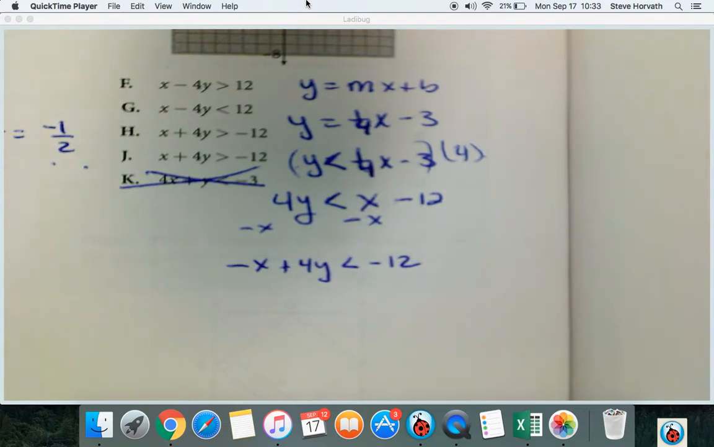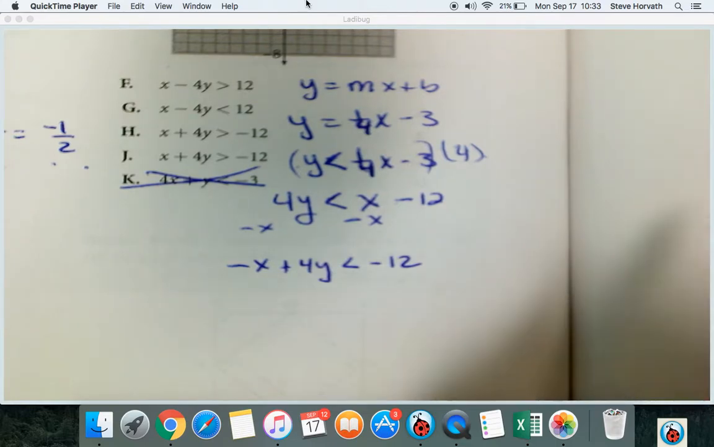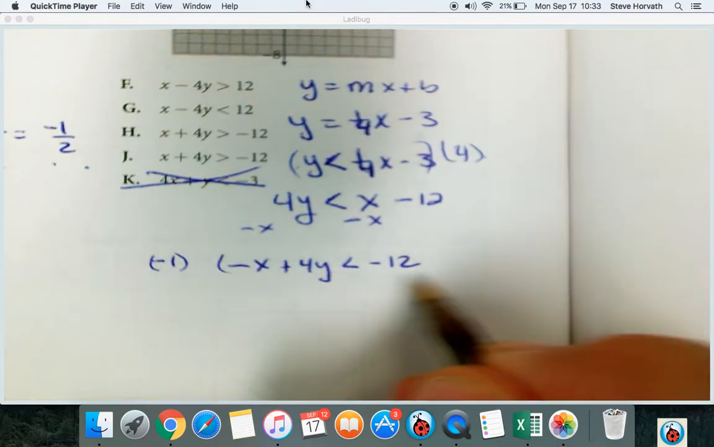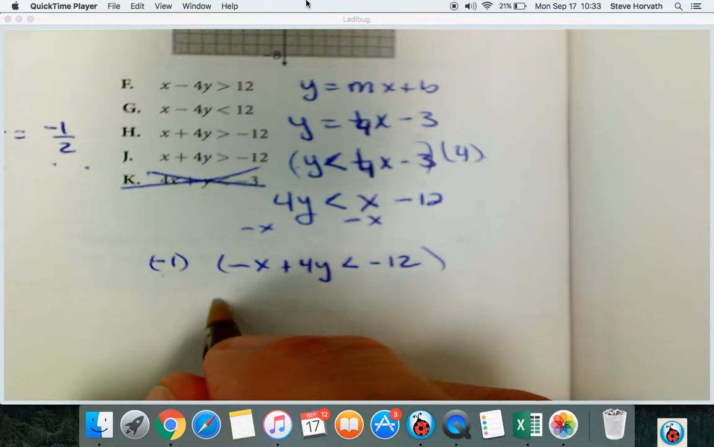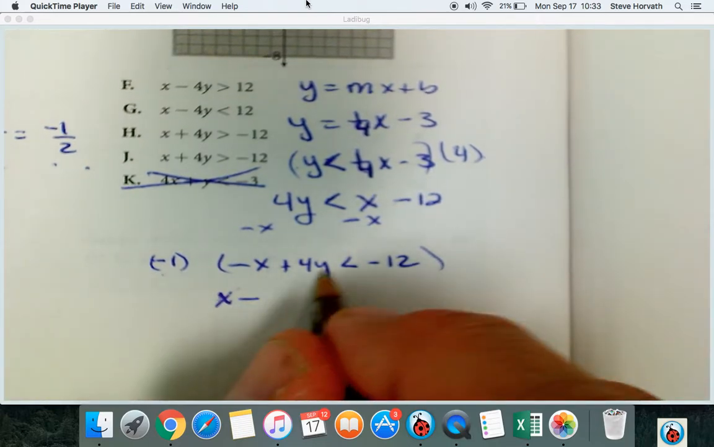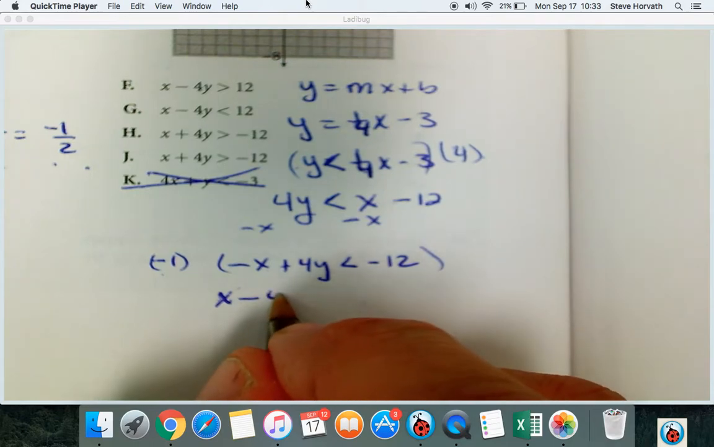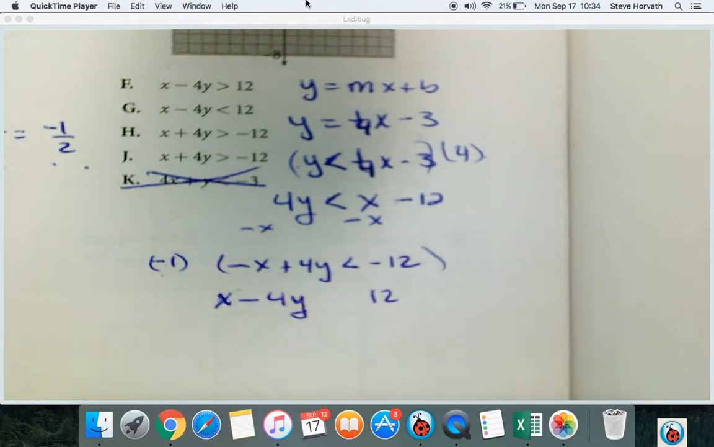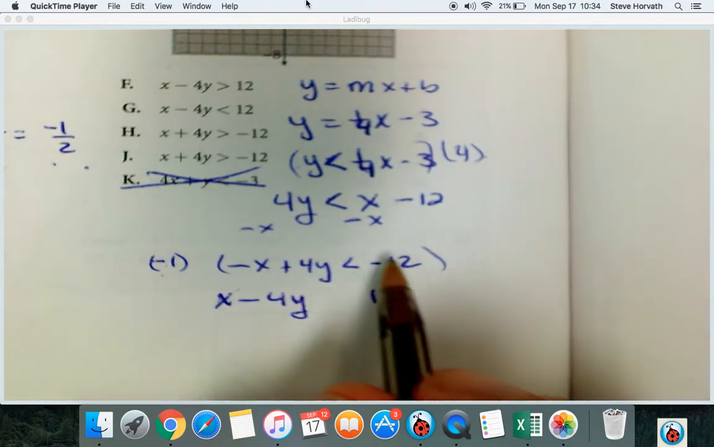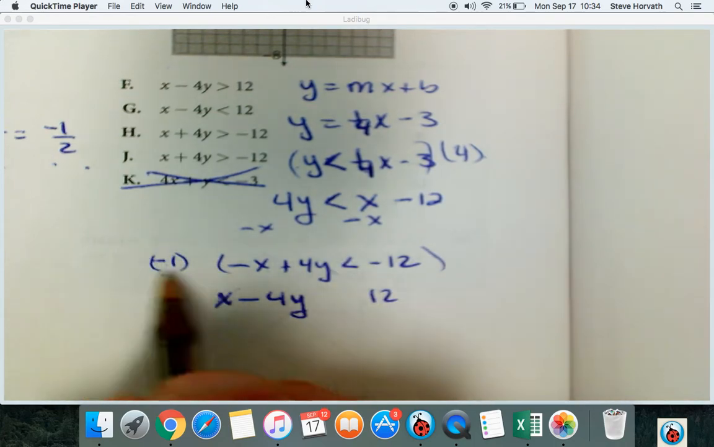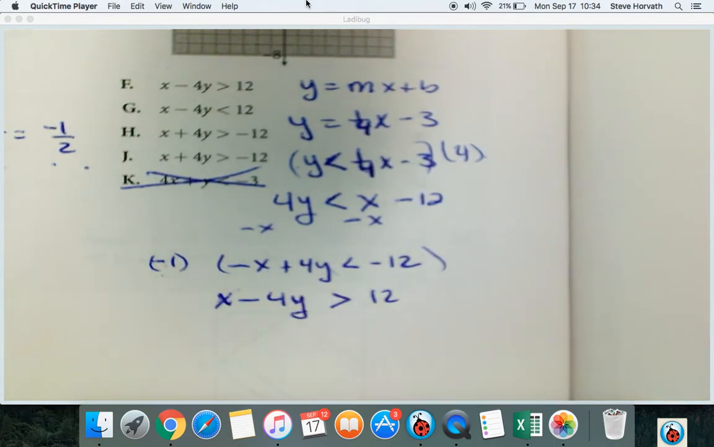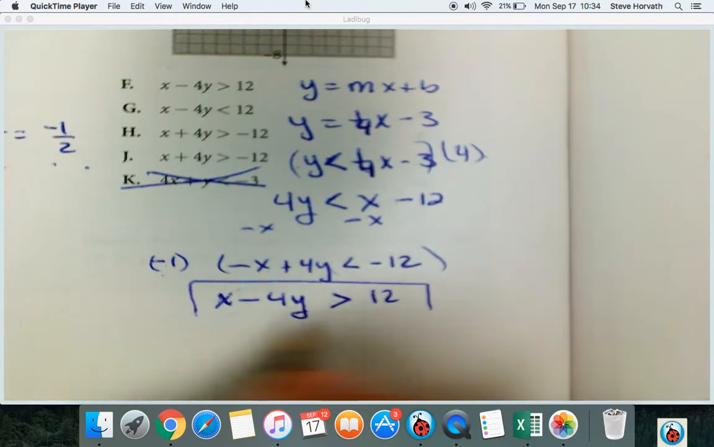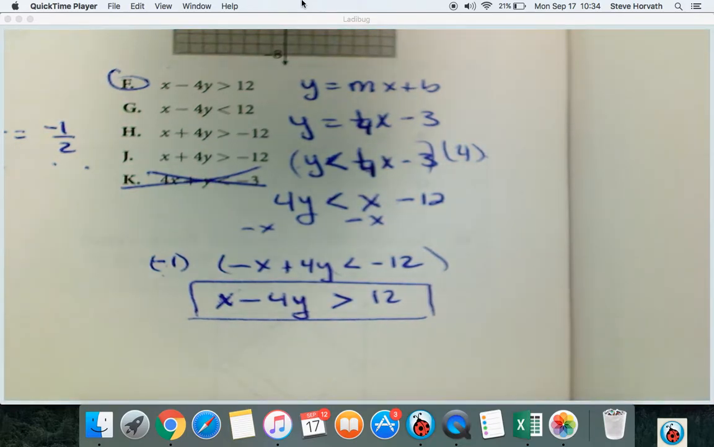Okay, still doesn't look exactly like the answers. We need the x to be a positive term. So to do that, we'll multiply everything by negative 1. Negative 1 times negative x is positive x. Negative times positive is negative, so it's a negative 4y. And that's a positive 12, because negative 1 times negative 12 is positive 12. However, remember, if you multiply an inequality by a negative, you have to change the direction, which makes this the final inequality. It looks like choice F.